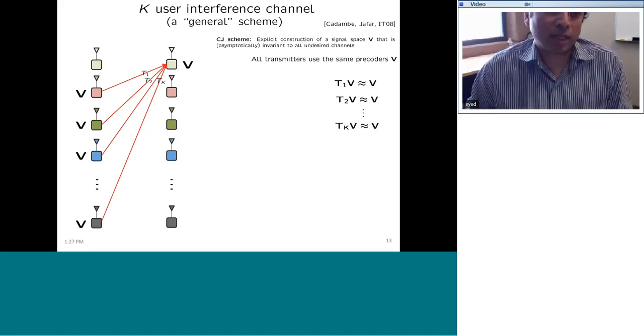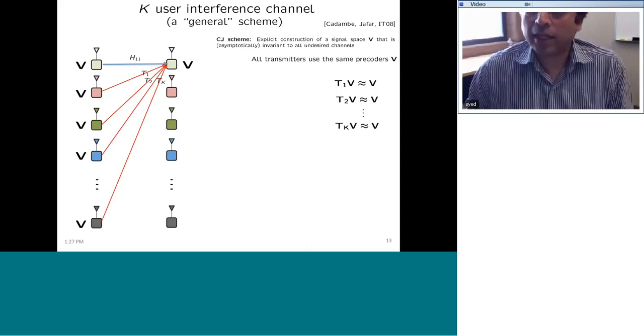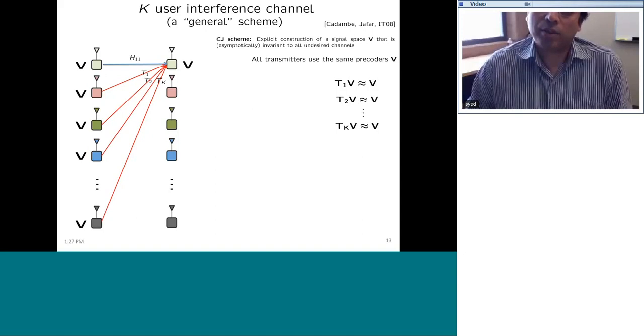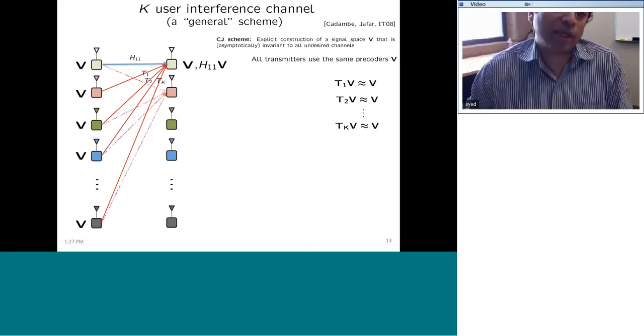Now, what about the desired transmitter? Transmitter 1 is also using V. Now, there's a channel between transmitter 1 and receiver 1, which is H11. But the important thing here is that V has not been designed to be invariant to H11. It has only been designed to be invariant to undesired channels. So H11V will turn out to be a different space from V, because the desired signal will be separable from the interference.